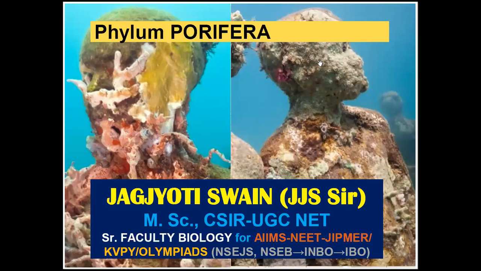Good morning. So we'll start our class today with Phylum Porifera, the first phylum in Kingdom Animalia. Now, in case of Animalia, we can say that this is a phylum which is basically made up of only cells. And that is why they are called a loose aggregation of cells.